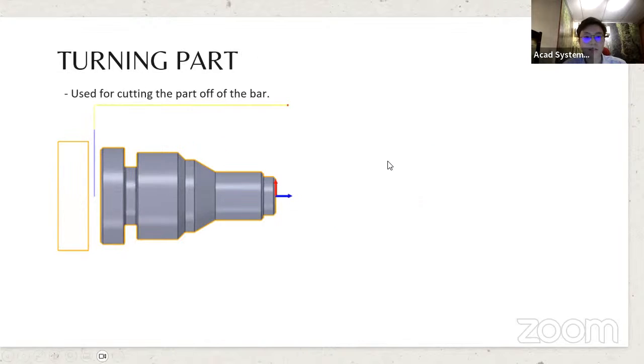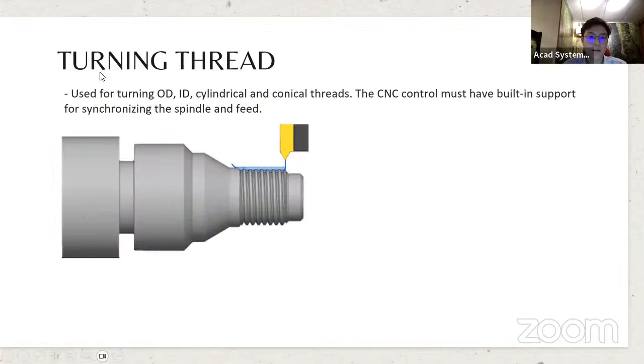Turning part is basically cutting your part off from the stock once you have completed your roughing, finishing, grooving, and chamfering. Next one is turning thread. This basically creates a thread around your part so that screws or anything with thread can screw inside. It can be on the outer surface or even the inner surface of your part. For example, a hole with threading inside is possible with the turning thread feature as well.